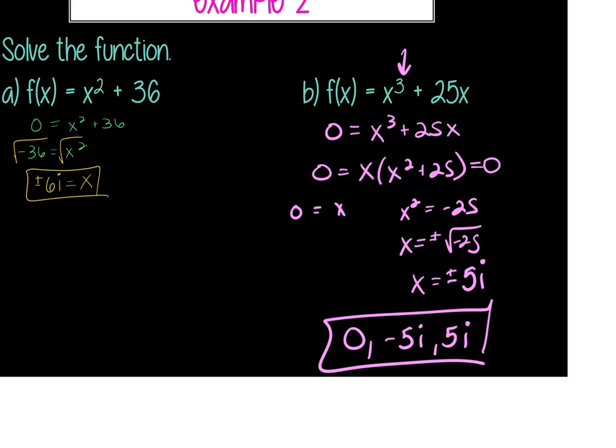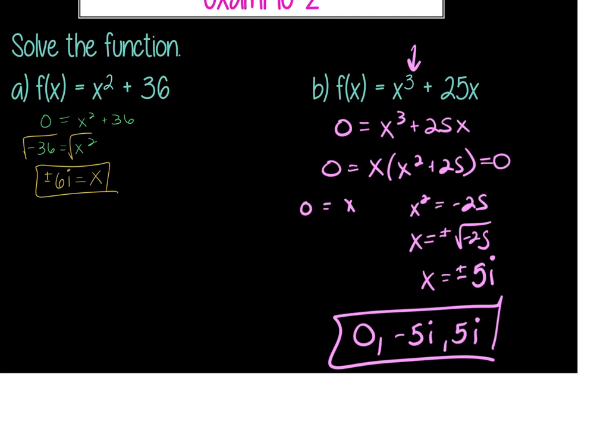If you're listing them, let's say this is an open-ended question and you're listing them, you can certainly put plus and minus 5i. But if it's something like on WebAssign, it wants you to list out the zeros, you're going to have to separate that out. Good so far?